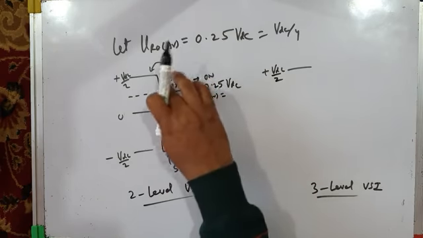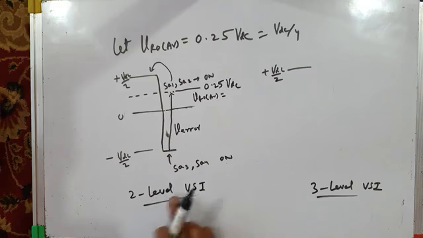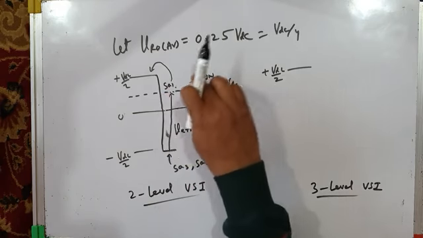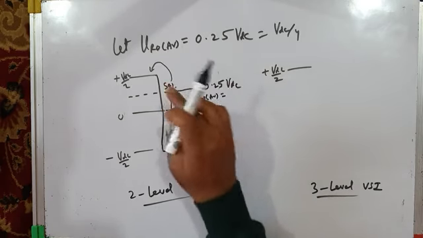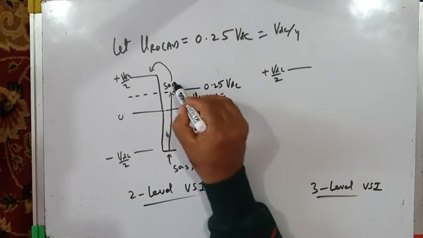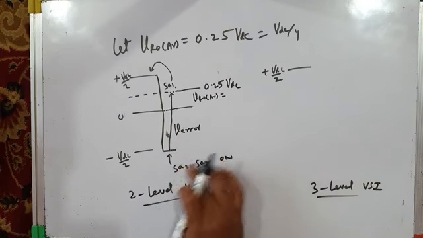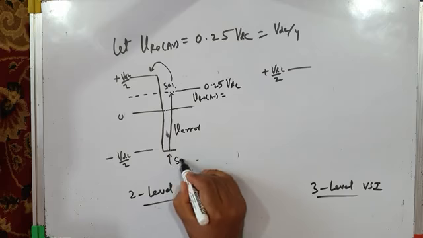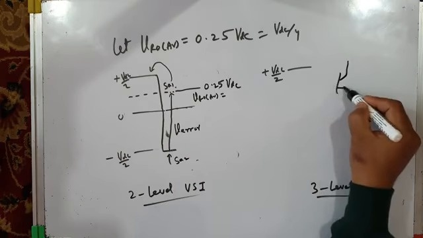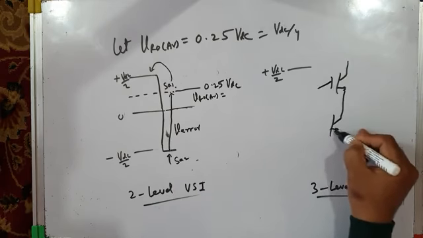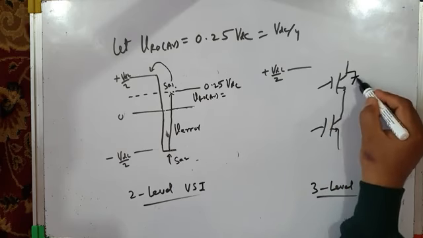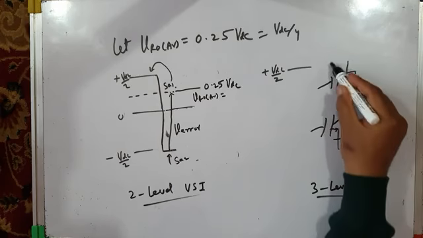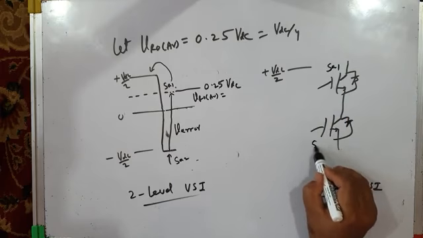I'm sorry here, since I am considering a 2-level voltage source inverter, we have only two switches, top switch and bottom switch. I should not have written SA1, SA2. I should have written SA1 and this is SA2, because a 2-level inverter has only two switches per phase leg. This top switch is switch SA1, this is SA2.